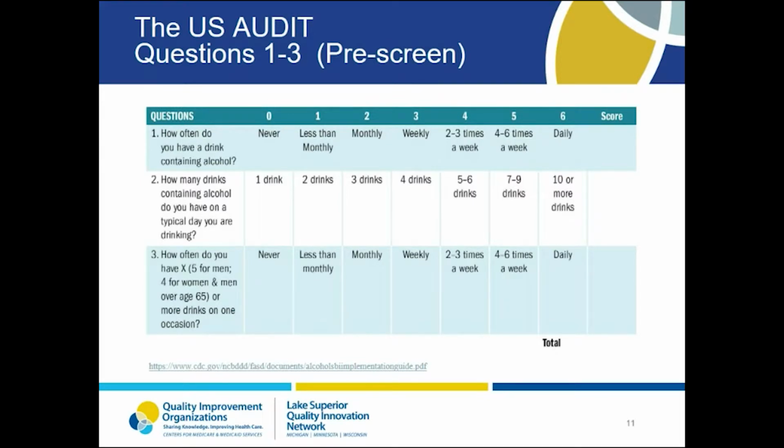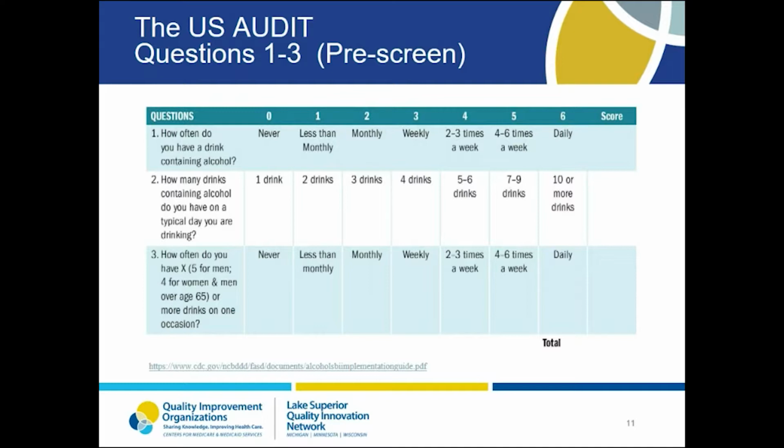So how does the US Audit 1 through 3 correlate with these guidelines? You'll notice that the US Audit 1 through 3 has 2 additional response options that provide more opportunity for clarifying the patient's alcohol consumption. The Audit C is scored on a 0 to 4 scale, and the US Audit is scored on a 0 to 6 scale. A score of 4 is considered positive on the Audit C, and for the US Audit 1 through 3, a score of 8 is considered positive for men under 65 years of age, while a score of 7 is considered positive for women and all adults over 65 years of age.